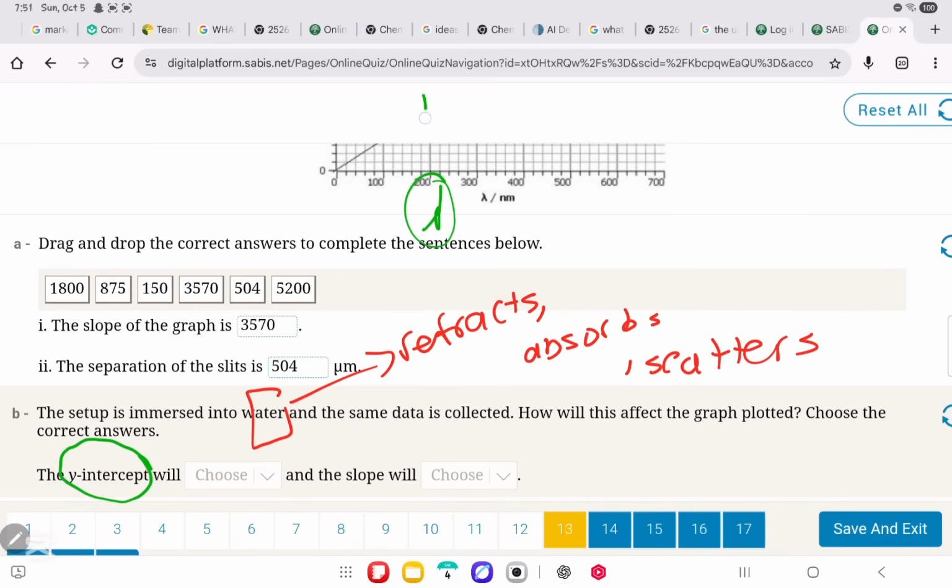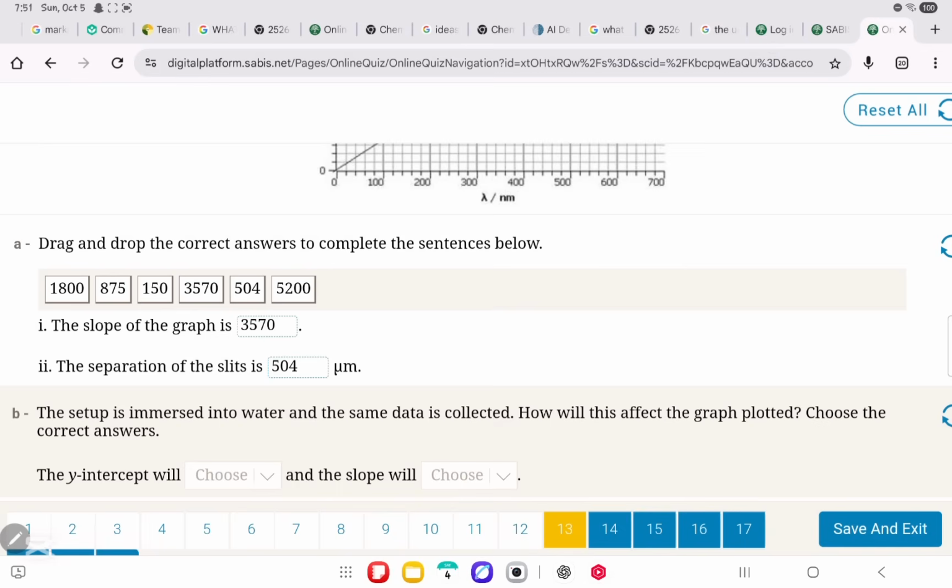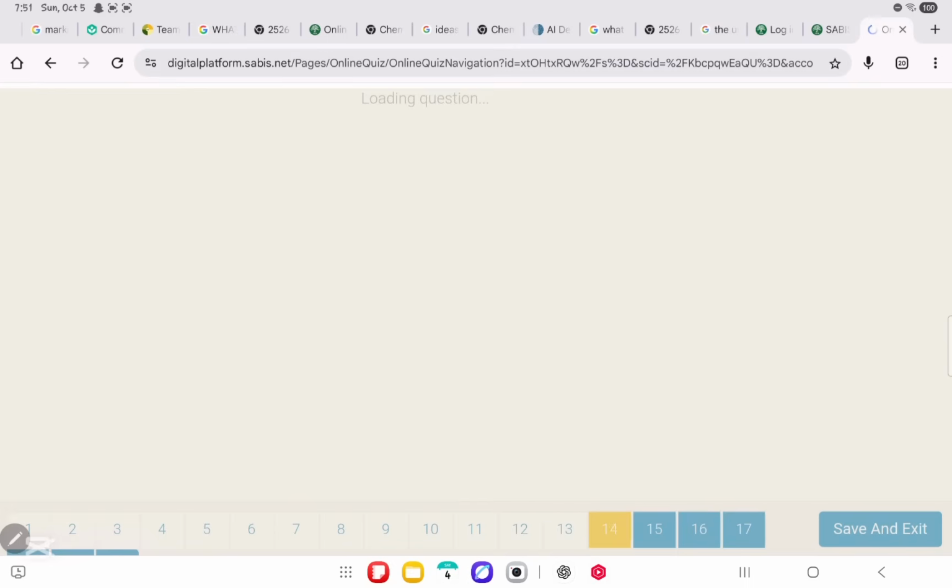So it all depends on lambda, and water will refract, absorb, and scatter light, but it will never ever change lambda. And due to this fact, we will say that the y-intercept will remain unchanged and the slope will remain unchanged. We move on to question number 14.